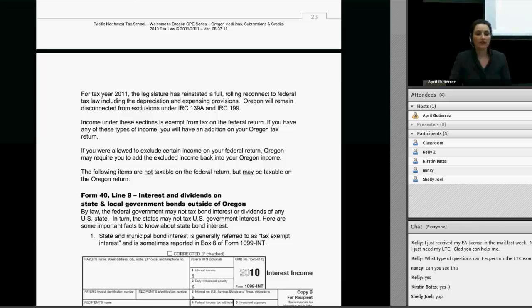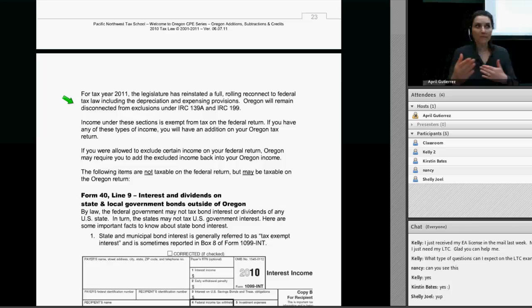For tax year 2011, the legislature has reinstated a full rolling reconnect to federal tax law, including depreciation and expensing provisions. Oregon will remain disconnected from the exclusions under Internal Revenue Code Section 139A and 199. So what that's saying is that for 2009 and 2010, Oregon does not recognize bonus, and it also does not recognize the higher limit for Section 179, but beginning in 2011, it will.